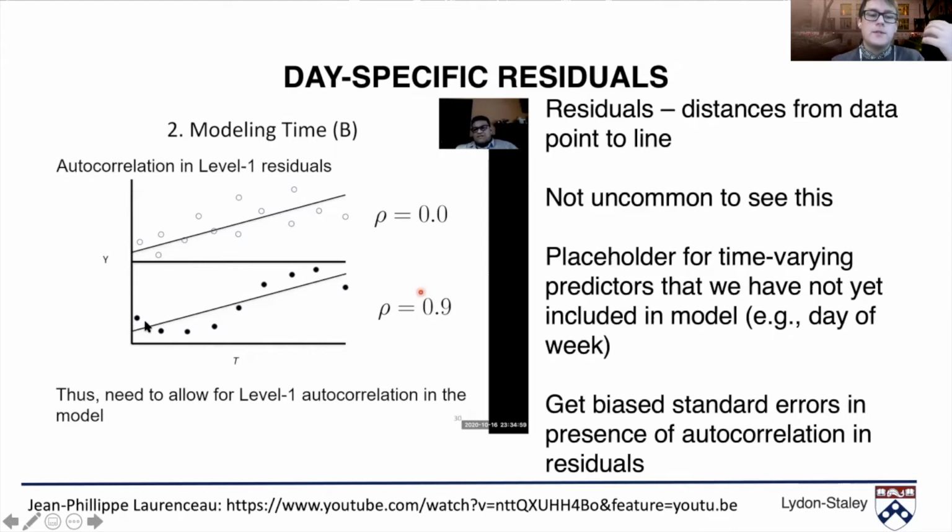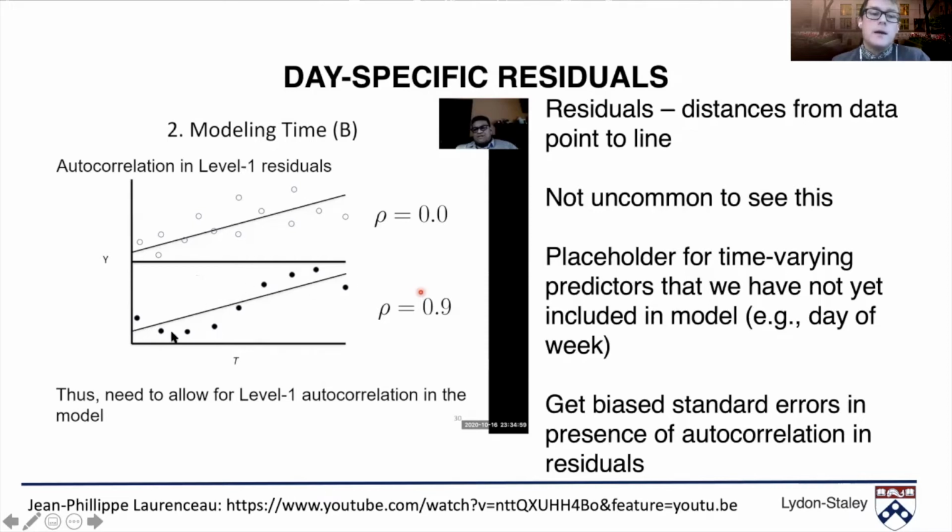The example that JP Lorenzo gives is, for example, maybe this is your mood by day of the week. On Sunday, you had high positive mood, but then you go into Monday, Tuesday, Wednesday, Thursday, and you see this kind of slump in mood. And then as you get to the weekend, your mood goes up again. If we hadn't included day of the week in our model, this pattern would be in our residuals.